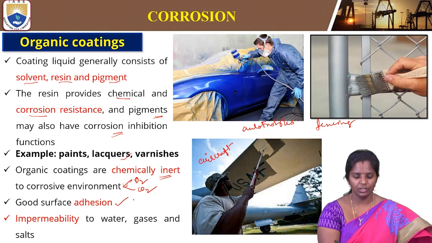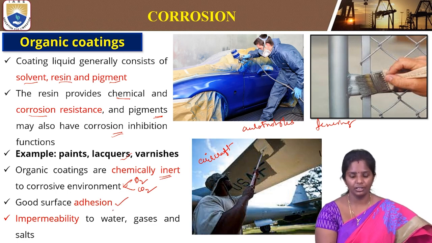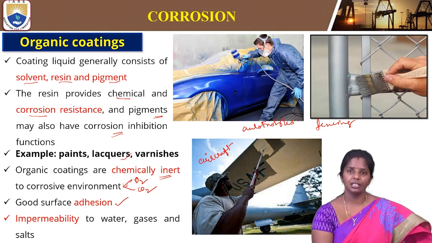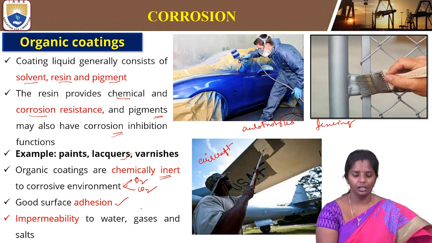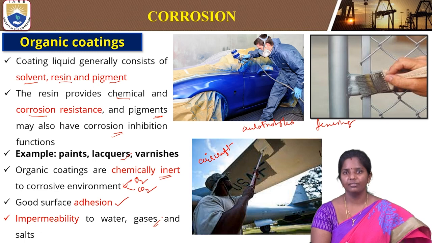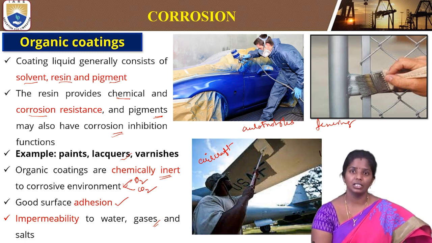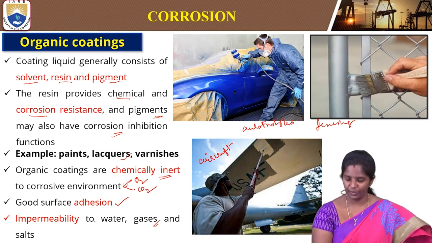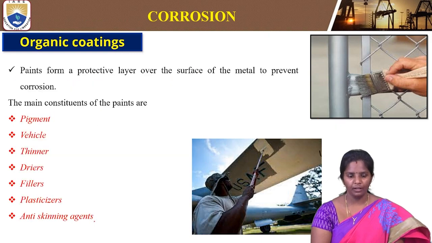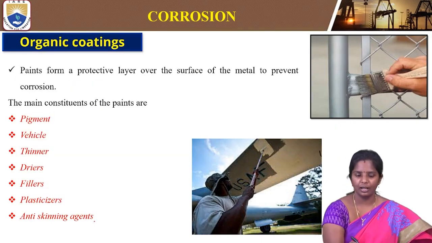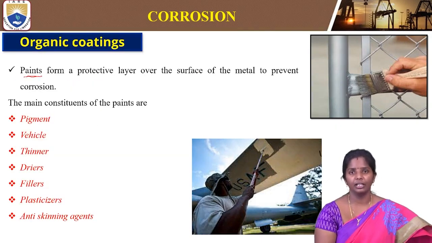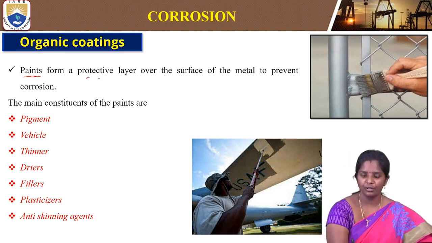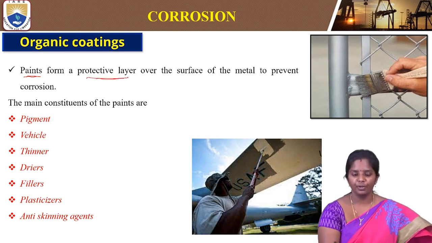They give good surface adhesion. We will see what different materials are used for adhesion. Then there is impermeability to water, gases or salts. For example, fencing will be exposed to different environments in different seasons, so it has to be impermeable to water, gases or salts. These are some of the properties. If we take the example of paint, it acts as a protective layer for the surface to prevent corrosion.